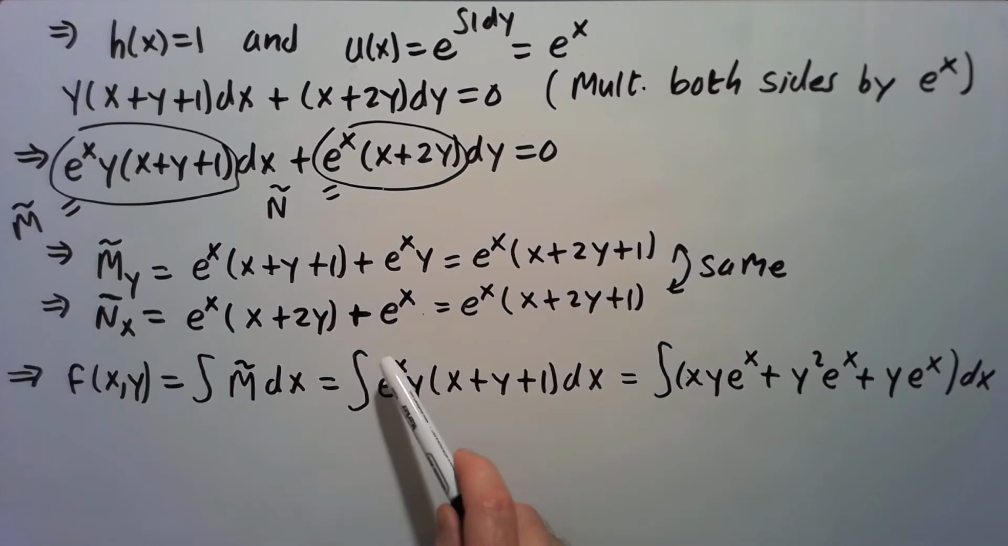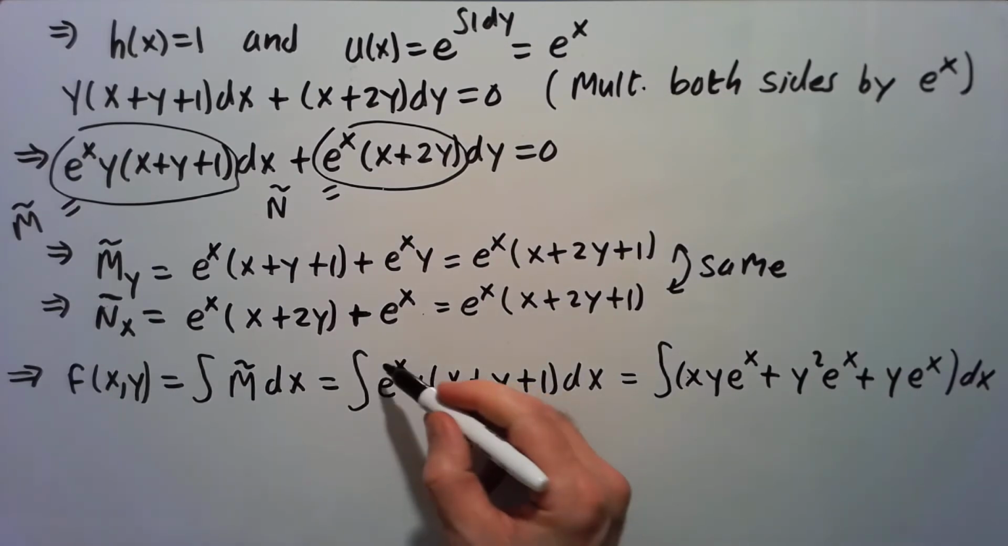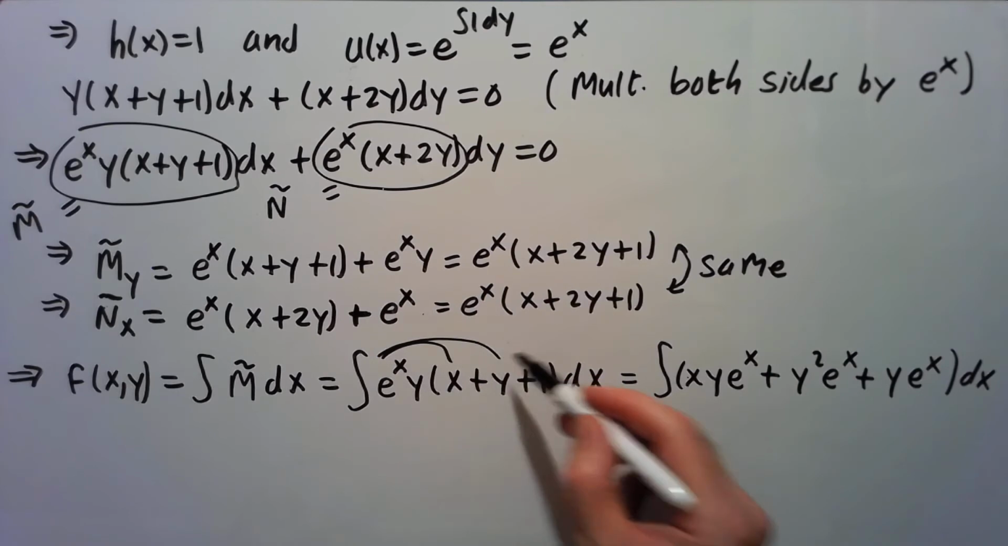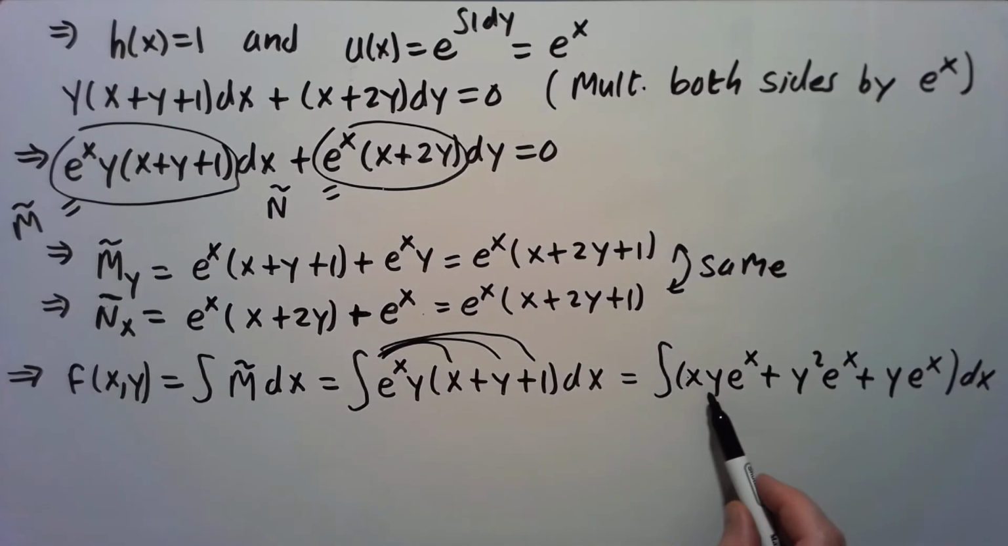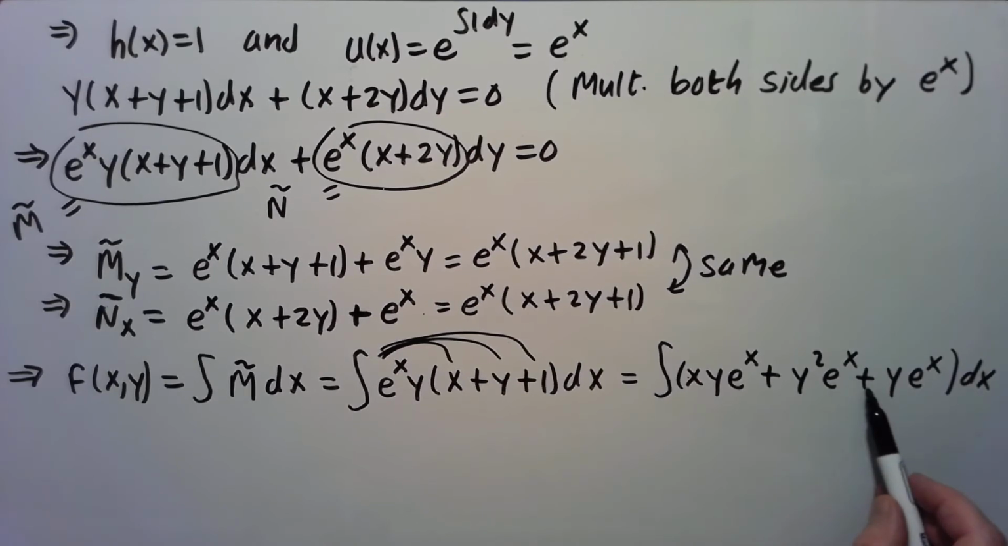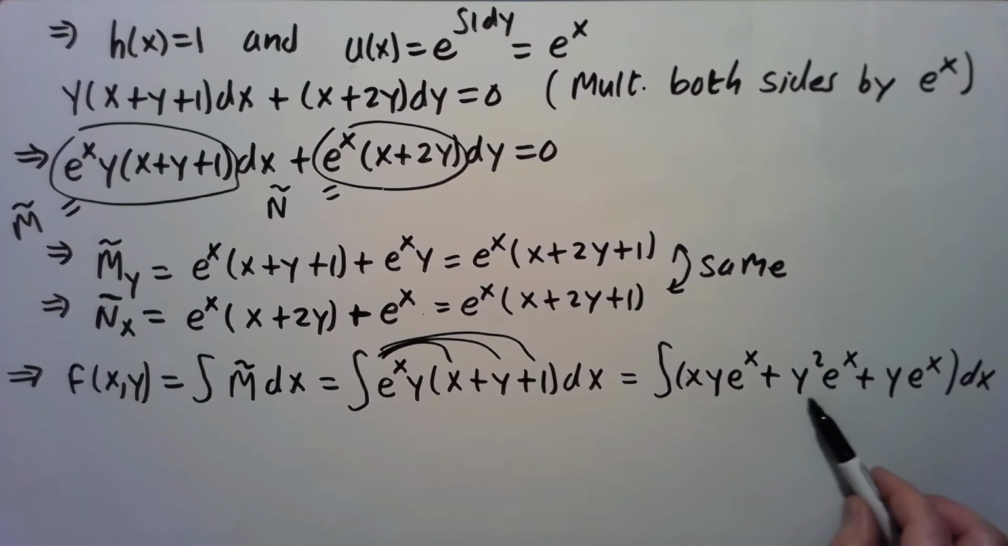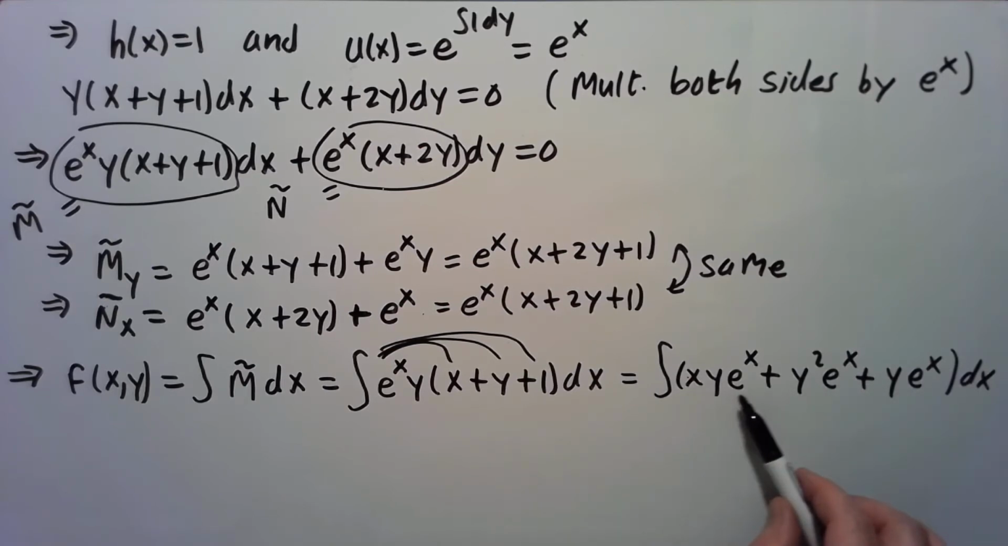Now I'm going to actually multiply this e in, which I've done over here. So multiplying it times that, times that, times that. So times this guy will be the integral of xy e to the x plus y squared e to the x plus y e to the x dx. These last two guys are going to be fairly easy to do. This one's going to be a slight problem. We're going to have to use integration by parts. So let's do that.